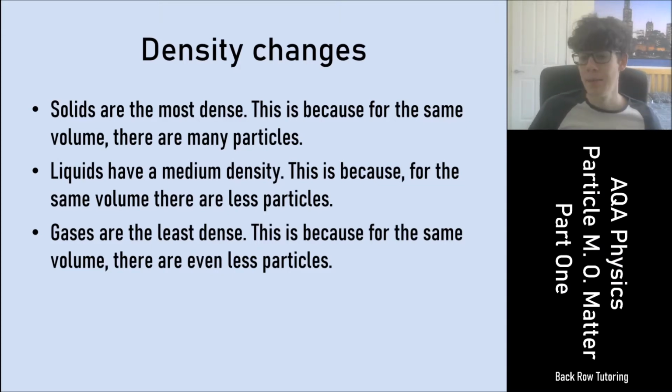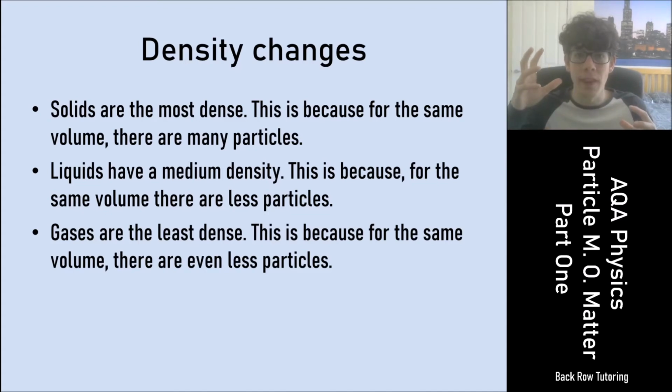Liquids have a medium density. This is because for the same volume there's less particles in that chunk, if you like. So if you take that same volume as you did for a solid but for a liquid, there'll be less particles in that volume, won't there? Because they're more spread out. So liquids have a medium density. They're not quite as dense as solids.